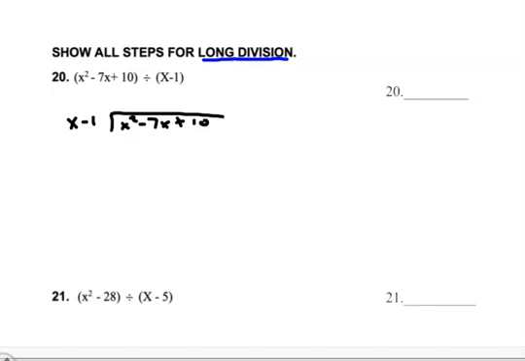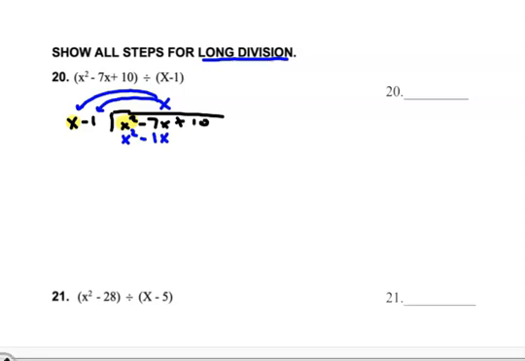Okay? What we're trying to do is cancel out the things that are furthest to the left. So I want to get rid of this x squared using this x right here. The thing that I need to multiply x by to get x squared is x. So that's what goes up top, because x times x is x squared. Also, x times negative 1 is negative 1x. So that's the other step we need to take.